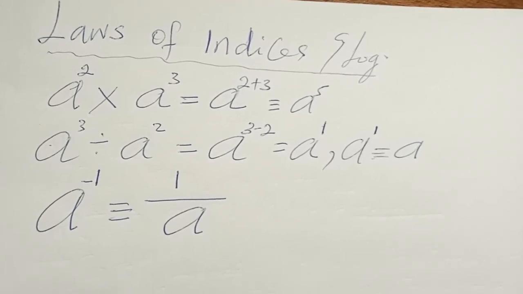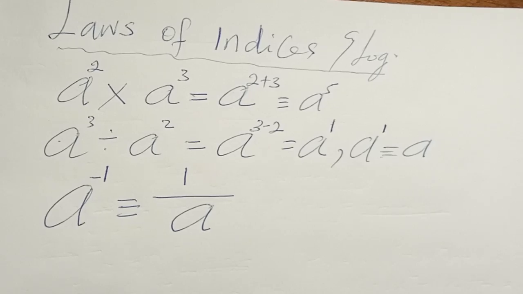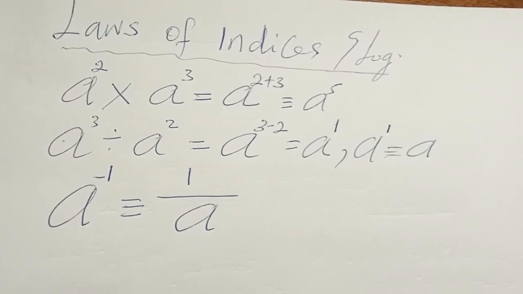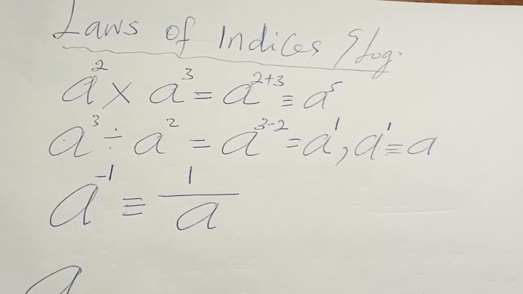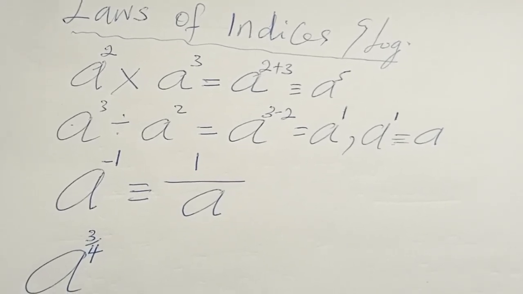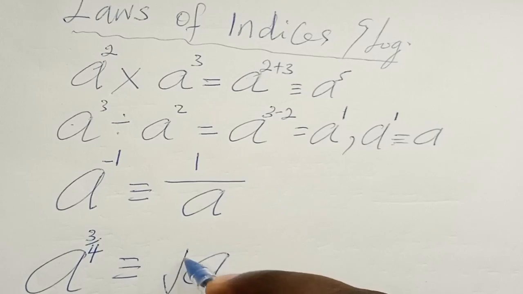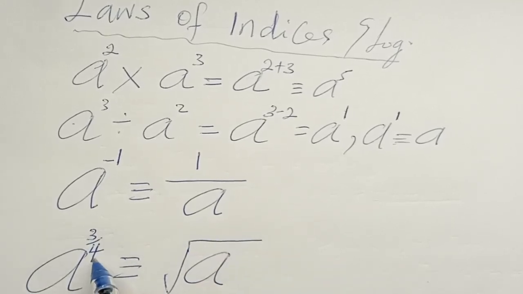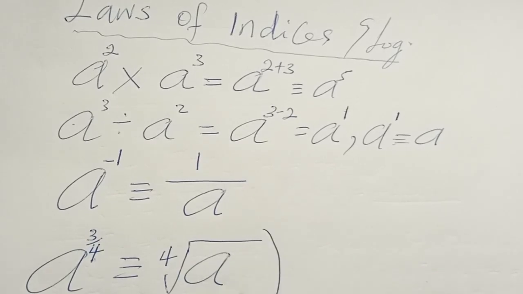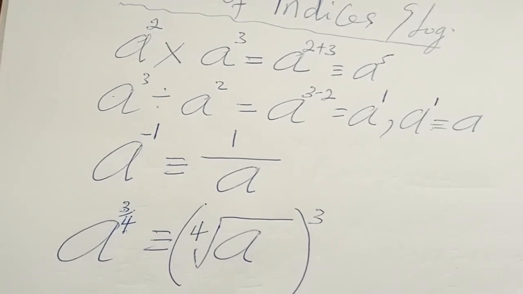Next rule, if we have a given base as a single base having a fractional power, for example, let's assume a to the power 3 over 4. That is a fractional power. In this case, of course, it is similar to the fourth root of a, raised to the upper part, which is 3. That is the rule of that case.